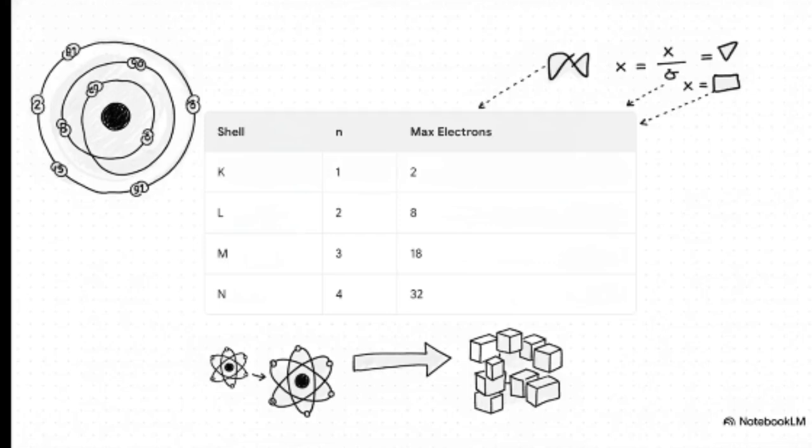By using that formula for the energy level n, we can perfectly predict the capacity for the K, L, M, and N shells. That first inner shell, K, is level 1, so 2 times 1 squared means it only holds 2 electrons. The second shell, L, holds up to 8. The third shell, M, holds 18, and that N shell can hold up to a whopping 32 electrons. This whole structured filling system is what we call electronic configuration.